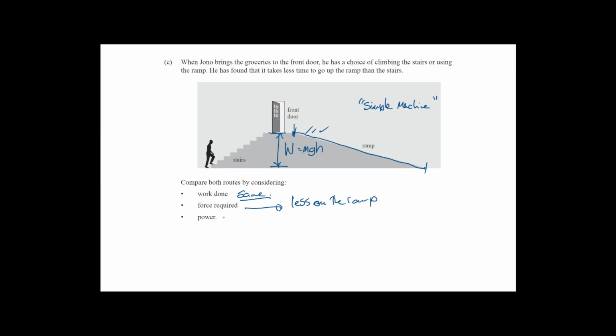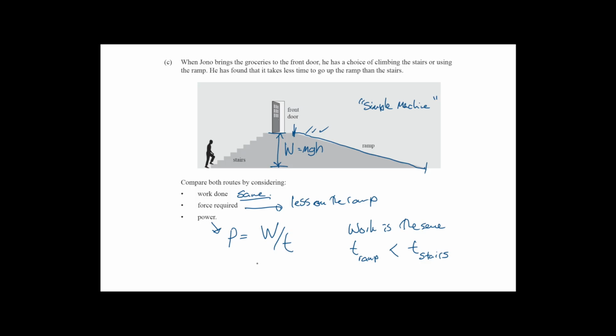All right, power. So the power is going to be greater on the ramp. And the reason we say that is that power, let's look at the equation. So power is the work done divided by the time it takes you to do that work. All right, we know that the work is the same, but we know that the time for the ramp is less than the time for the stairs.